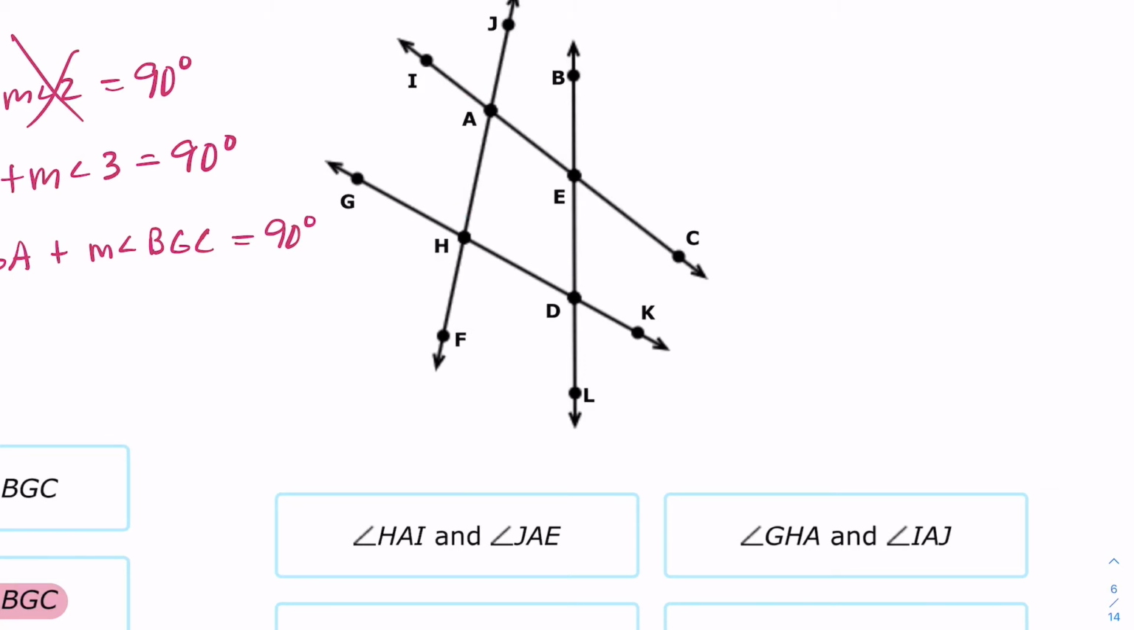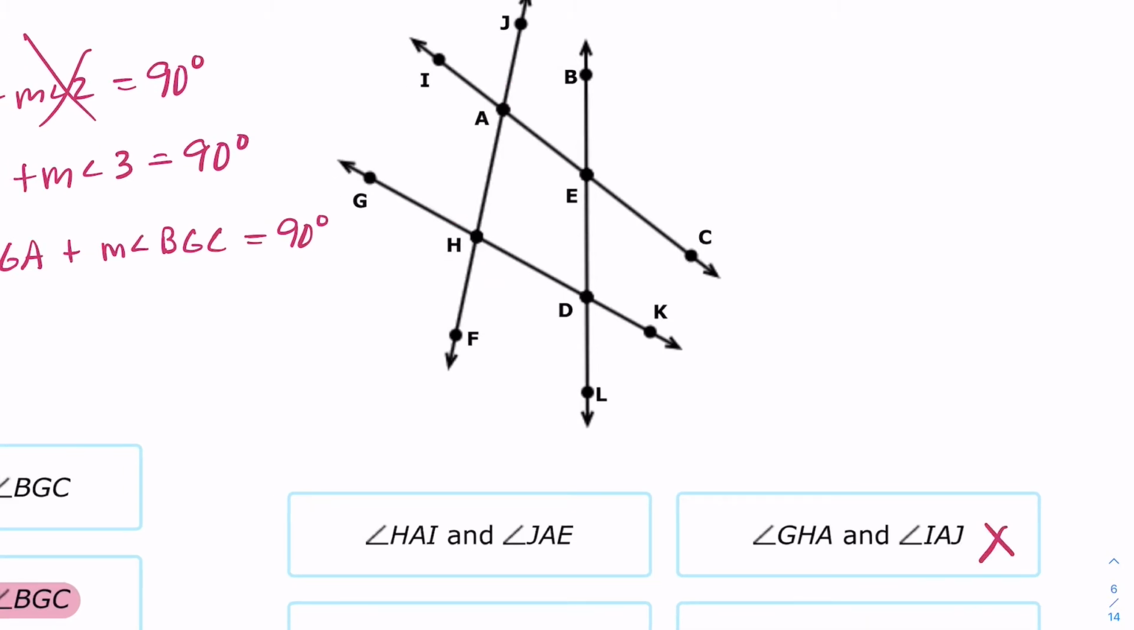Okay. AEB and IAJ, those are not it. Oh, I got the last one wrong. JAE was supposed to be over here, and HAI was right here. Those are, oh yeah, those are vertical. Okay, yeah, I'm doing it right. Okay, GHA and IAJ were those two. So that's a no. Those are not vertical.